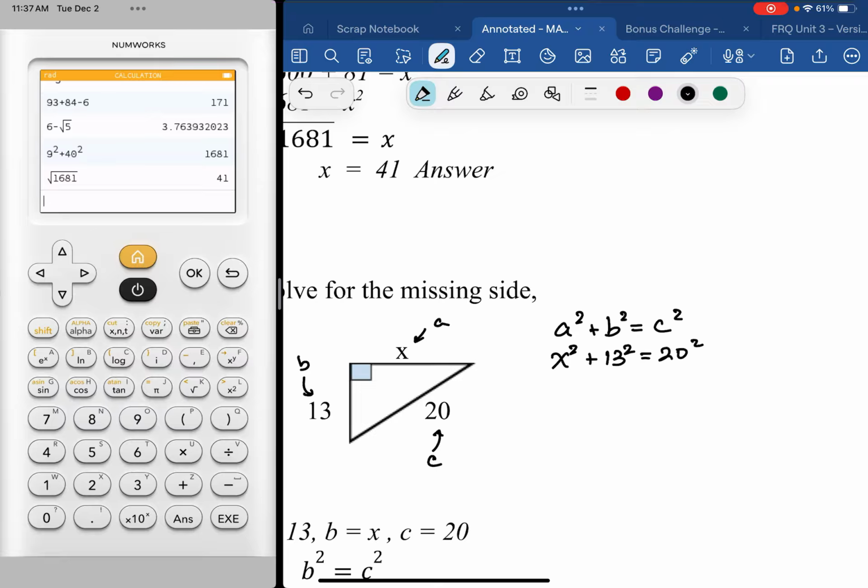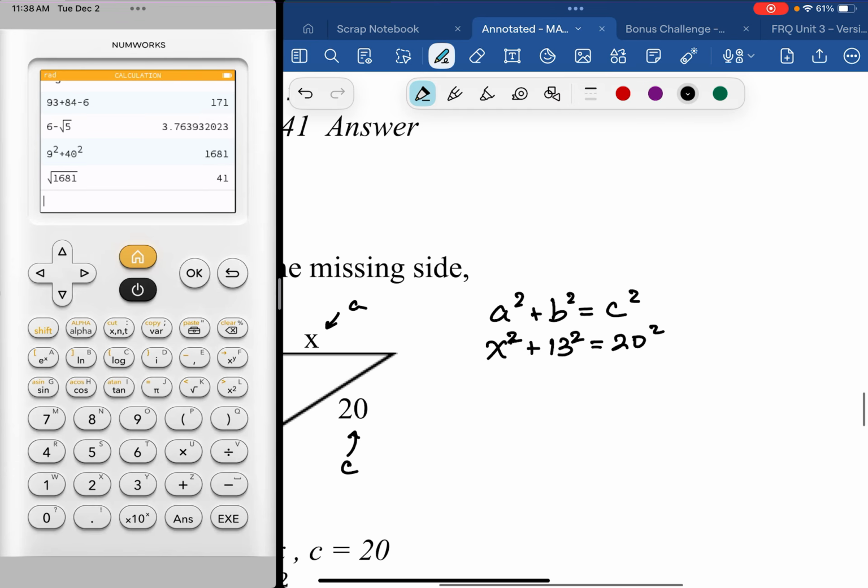Now, that's what I mean. If I were to write x squared plus 13 squared or 13 squared plus x squared, I would still end up with the same value of x after doing my algebra. So it ends up not mattering because addition is commutative. You can add in either order and still get the same result.